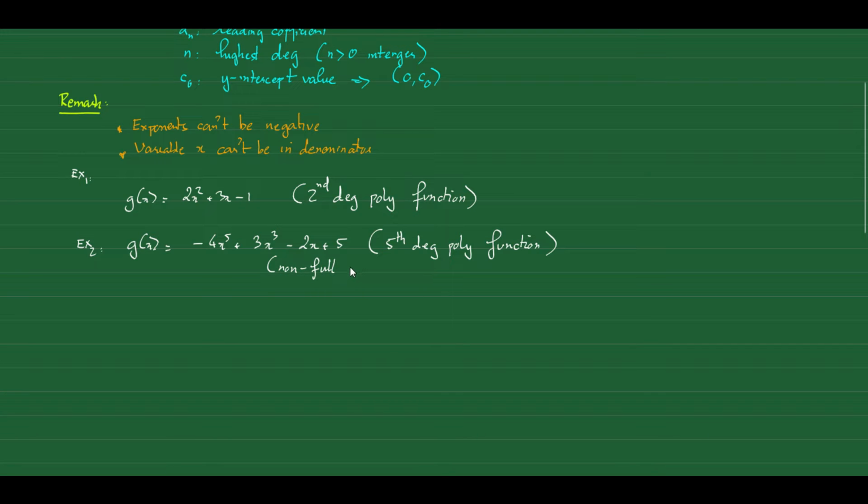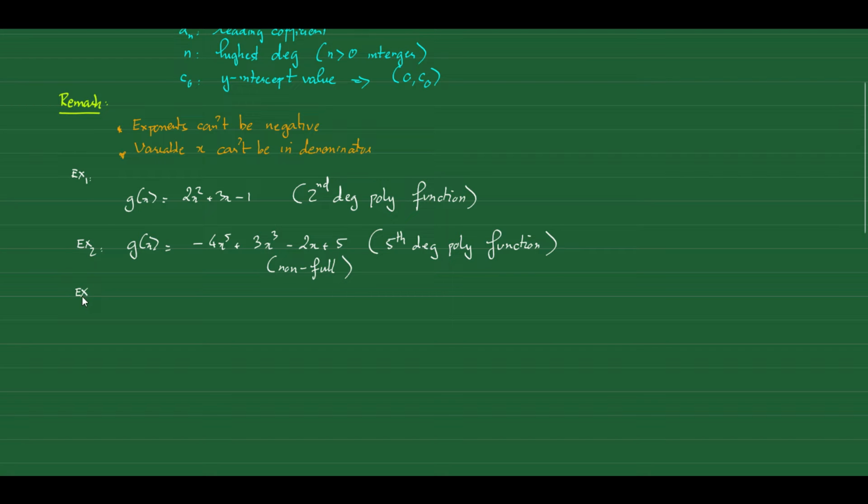Standard form of polynomial function. Okay, and so this contains all 3 terms for the second degree, so this is full. Okay, so all of these are polynomial functions. The a sub n value, which is the leading coefficient over here, is 2. The leading coefficient over here is negative 4, and all the exponents are positive integers.